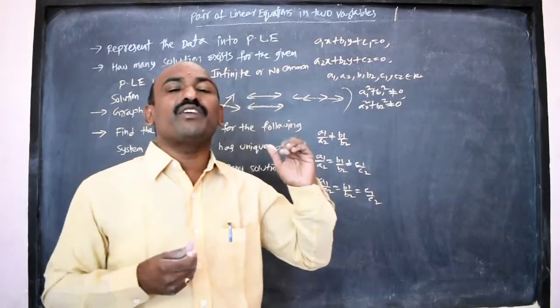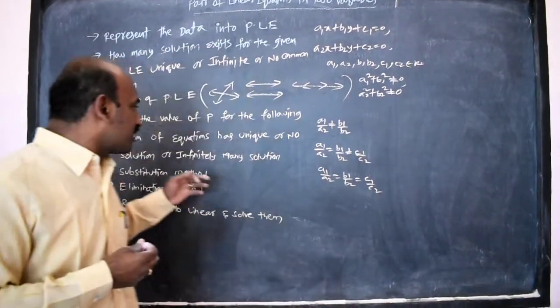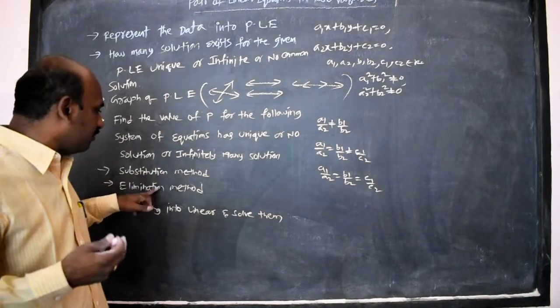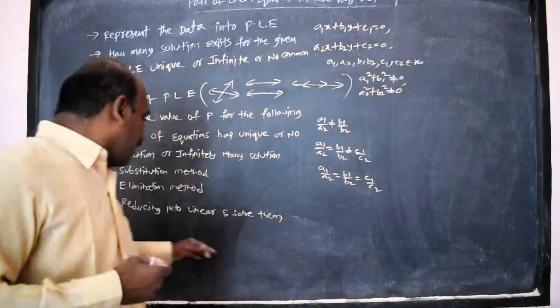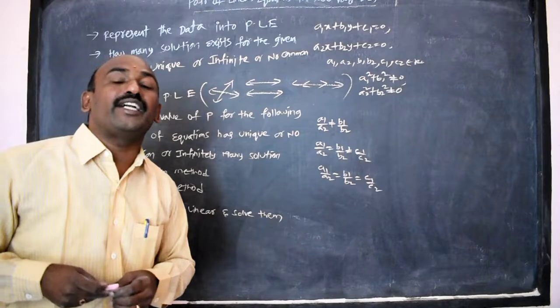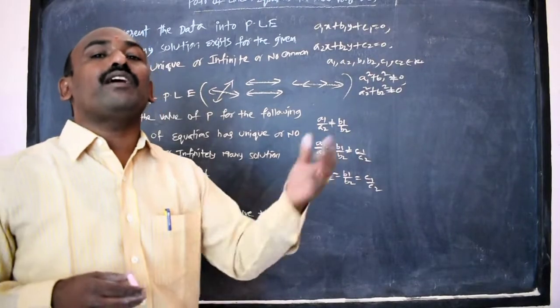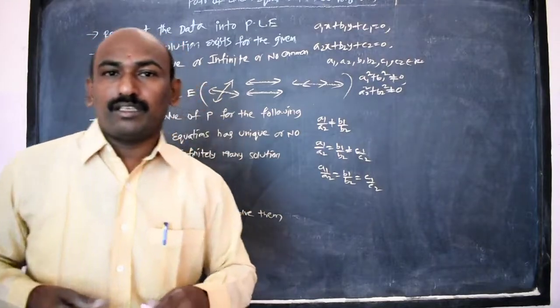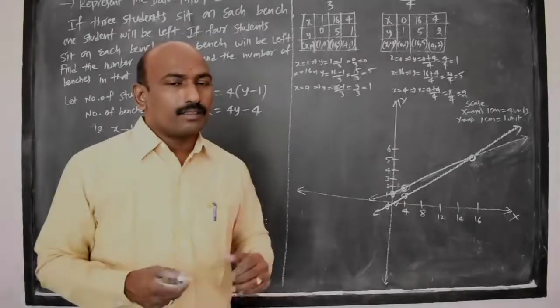In those situations we go for alternate methods: the substitution method and the elimination method. We will discuss them while solving problems. The last concept is reducing equations into linear form and solving the pair of linear equations by elimination or substitution. We will go to the topics now.